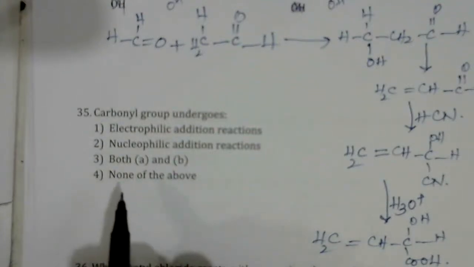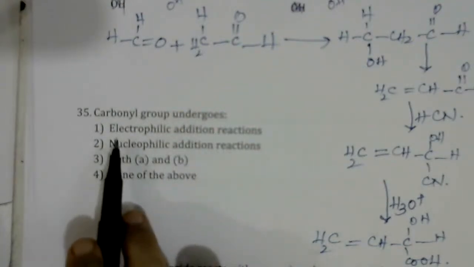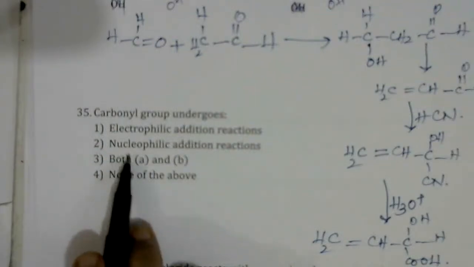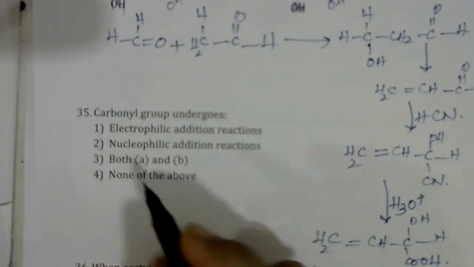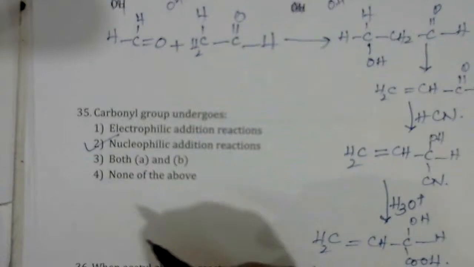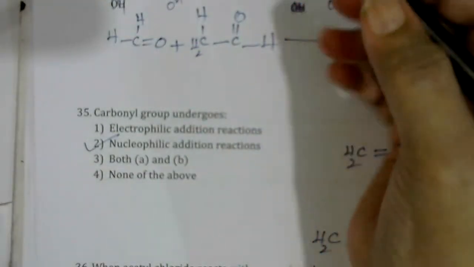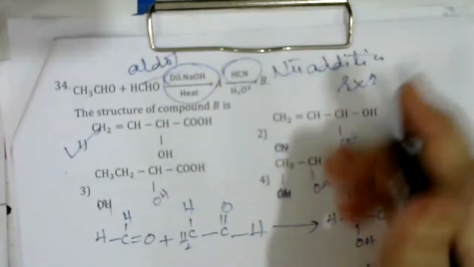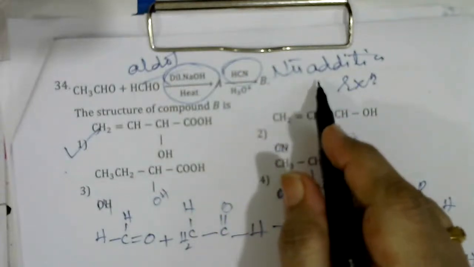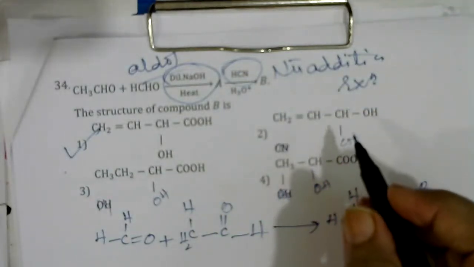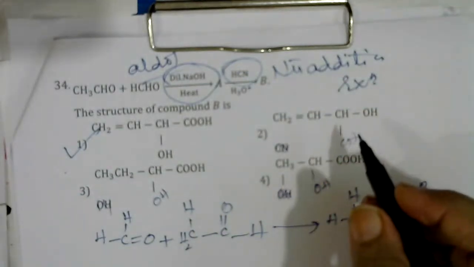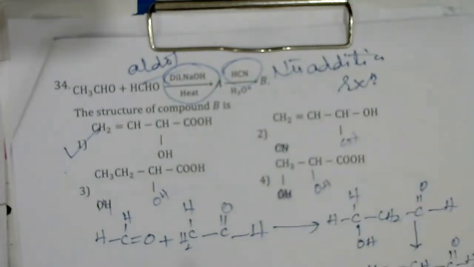Question number 35. A carbonyl compound can undergo electrophilic addition reaction, nucleophilic addition reaction, or both. It will undergo nucleophilic addition reaction. Just now we took the example: when an aldehyde is treated with hydrogen cyanide, it undergoes nucleophilic addition reaction. Okay, nucleophilic addition reactions are possible.